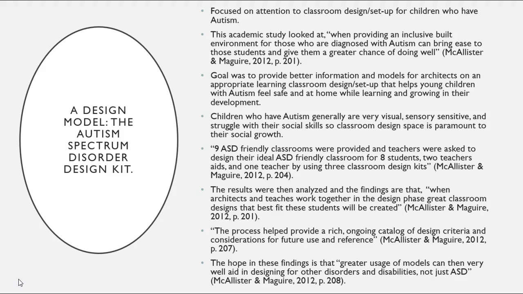The study looked at how providing an inclusive built environment for those who are diagnosed with autism can bring ease to the students and give them a greater chance of doing well. Generally speaking, children who have autism are very visual, sensory sensitive, and struggle with their social growth and their social skills in the classroom. So if we design a space that could be paramount to their social growth, why not? The study used different design kits, and the results were analyzed, and they found that indeed when architects and teachers work together in the design phase for a great classroom, these students have a better opportunity to grow in their social development.